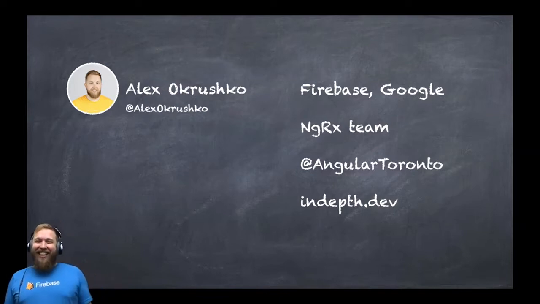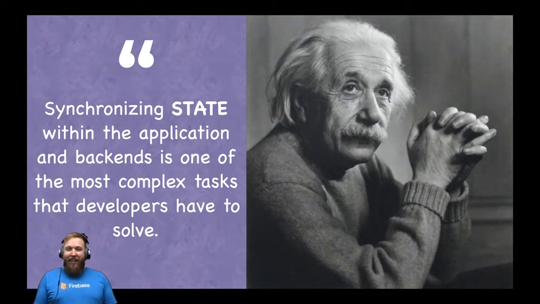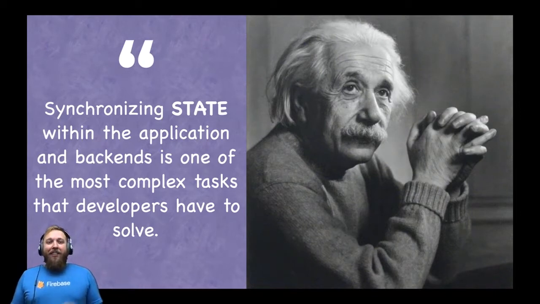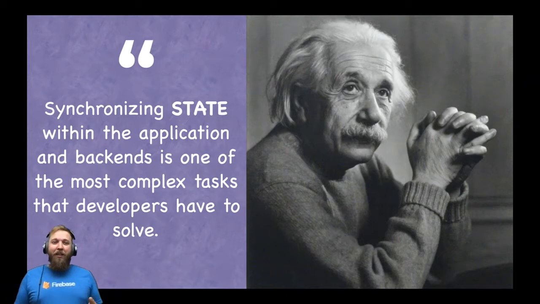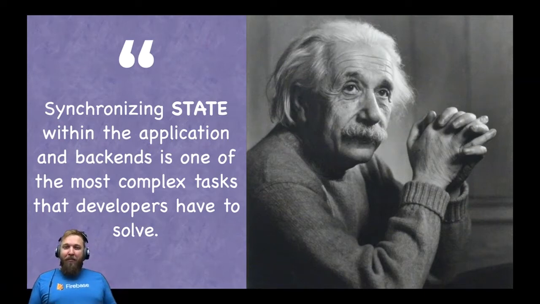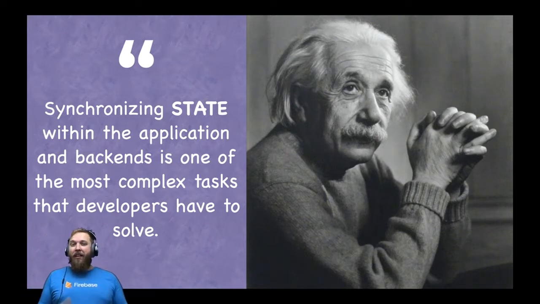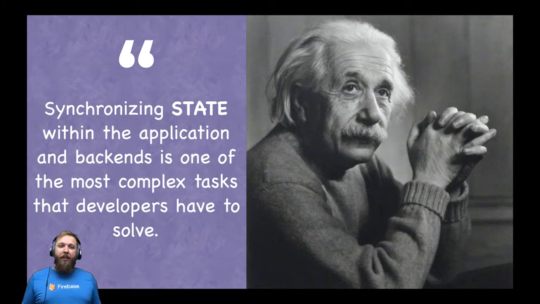All right, so what problem are we trying to solve? Well, as the greatest mind of all time, Albert Einstein, famously said, synchronizing state within the application and the backends is one of the most complex tasks that developers have to solve. Well, actually, Albert was here before the internet, so he probably didn't quite say that, but he definitely meant that if he was here with us today. So what is this synchronization of state, and what is this problem that we're trying to solve? What are we trying to do here? Well, we're trying to do state management.